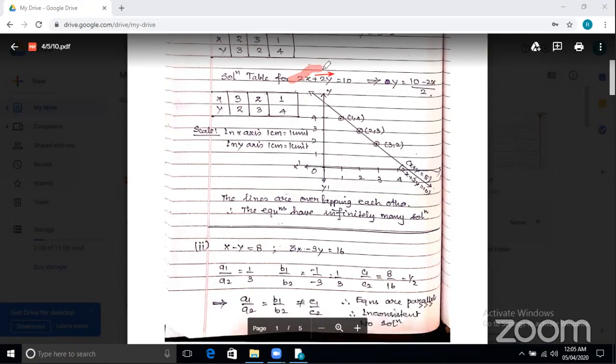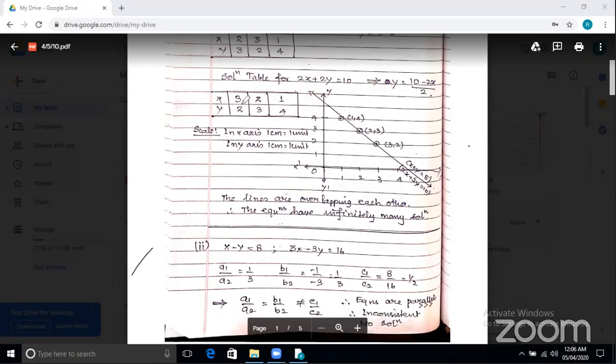Therefore, what will be this equation? Now, 2y is equal to what? y is equal to, now this 2x and all the things will go that side. Therefore, (10 minus 2x) by 2. This is the equation. Any doubt? No doubt, sir.